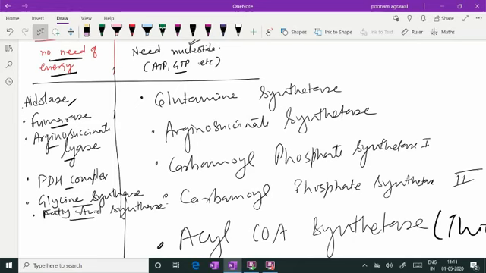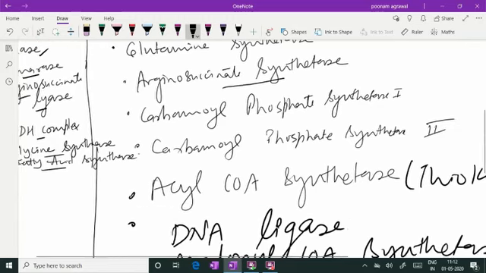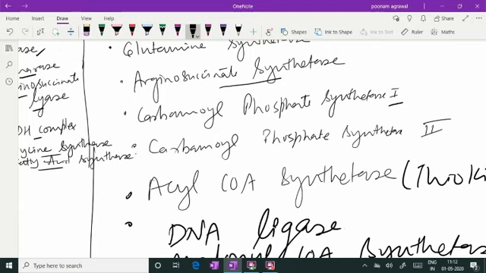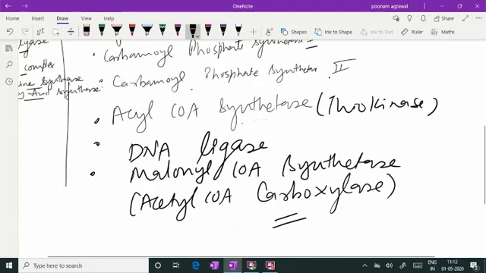And when I talked about synthetase, the glutamine synthetase, which is needed to attach ammonia on glutamate with an external source of energy, arginosuccinate synthetase in the urea cycle, carbamoyl phosphate synthetase 1 in the urea cycle, CPS2 in pyrimidine de novo biosynthesis, acyl CoA synthetase or thiokinase in activation of fatty acid for the carnitine shuttle, then ligase enzyme during DNA replication and repair, malonyl CoA synthetase enzyme during fatty acid synthesis. This is how they are classified as synthase and synthetase.